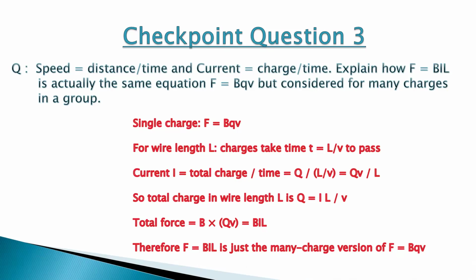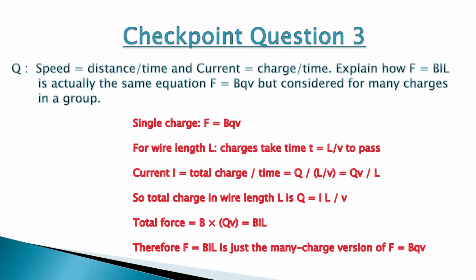Now, the total force on all those charges is the single charge force multiplied by the number of charges, but the neat way to write it is total force equals B times QV. Substituting Q equals IL over V, we get F equals B times IL over V times V, which equals BIL. So, F equals BIL is just the combined effect of all the individual forces, F equals BQV, on the many charges moving in the wire.